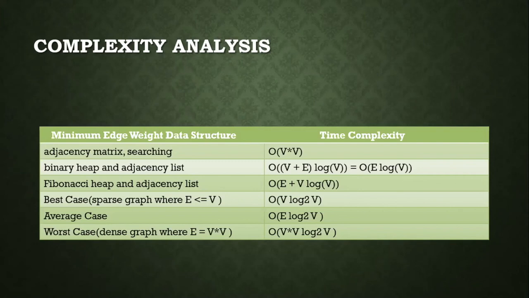For the best case, that means the sparse graph where E means the edges and V means the vertices, where E is less than or equal to V, then it will be O(V log V). For the average case, it will be O(E log V). For the worst case, that means the dense graph where E is equal to V squared, then it will be O(V·V log V).